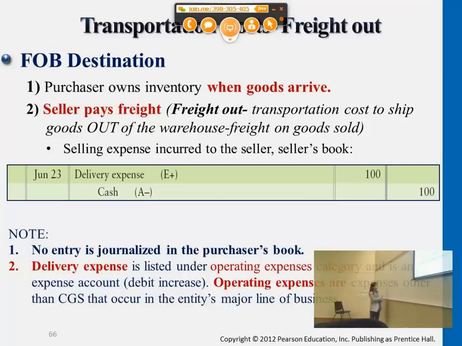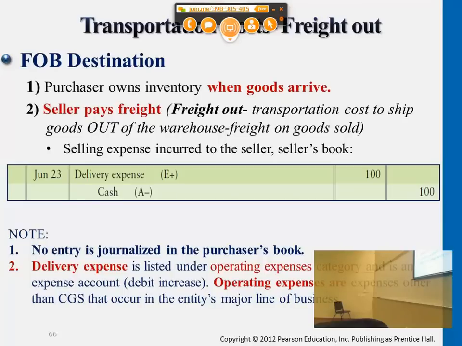In this case here, this is freight out. Because if you are the seller, you're paying the freight charges, this is the freight cost related to shipping out the goods to your customer. Freight out charge is considered a delivery expense for the seller side of the business. So in this case, with FOB destination, your customer would not be journalizing anything. They don't have anything related to freight charges in their books. But in your books, you have delivery expense increased, reducing cash, if you're paying cash immediately to the transportation company.